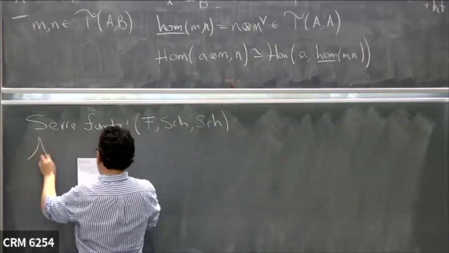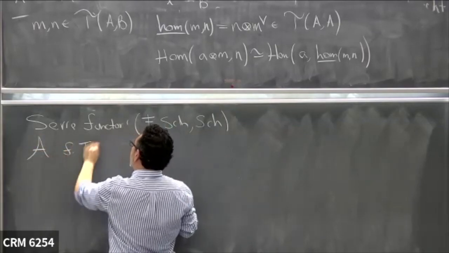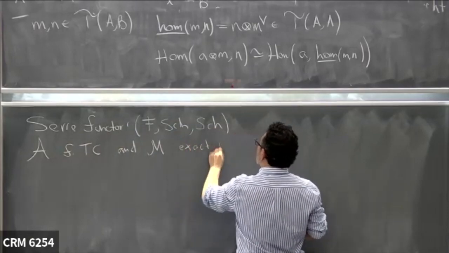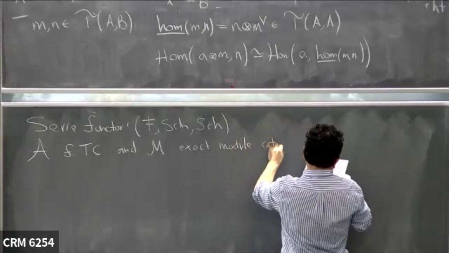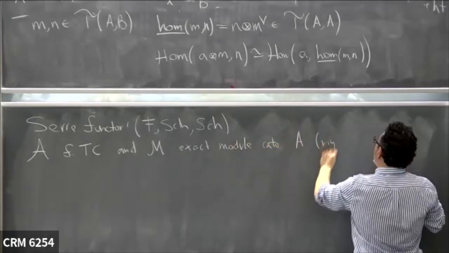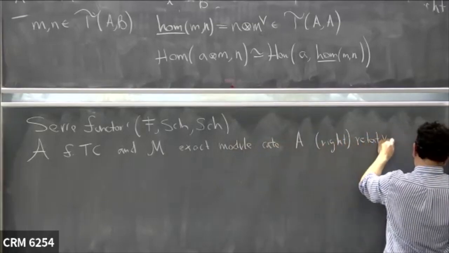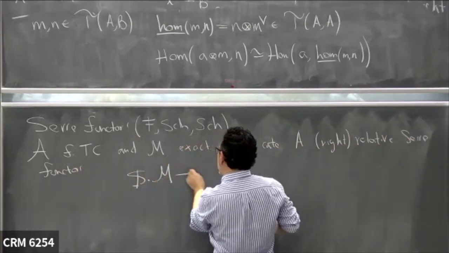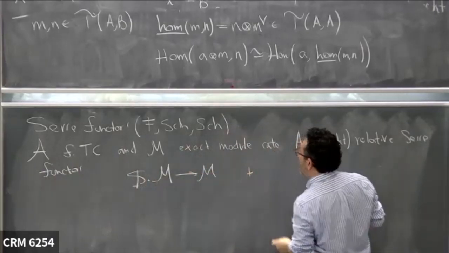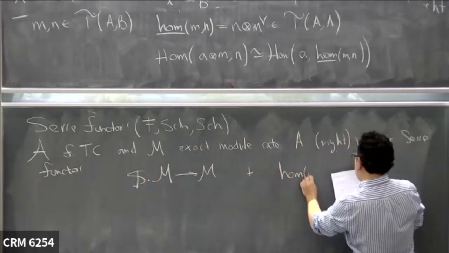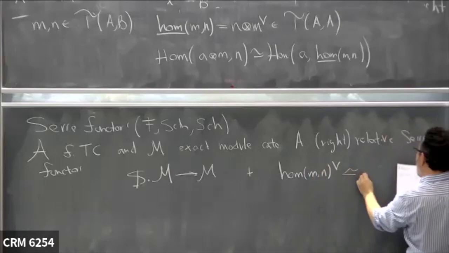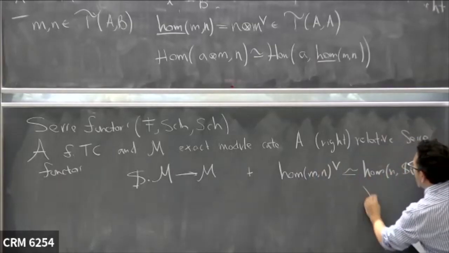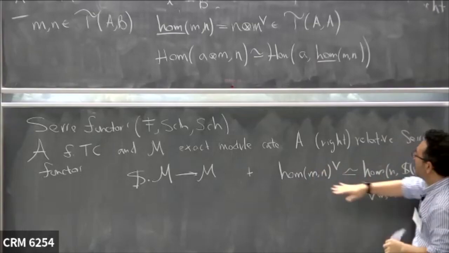Okay, so suppose that again you have a finite tensor category, and suppose that you have M an exact indecomposable module category. Then write the relative Serre functor. It's a functor that goes from M to M that has a natural isomorphism between the inner Hom of M, N and the inner Hom of N, S M, for all M and N objects in the module category. This is a Serre functor.